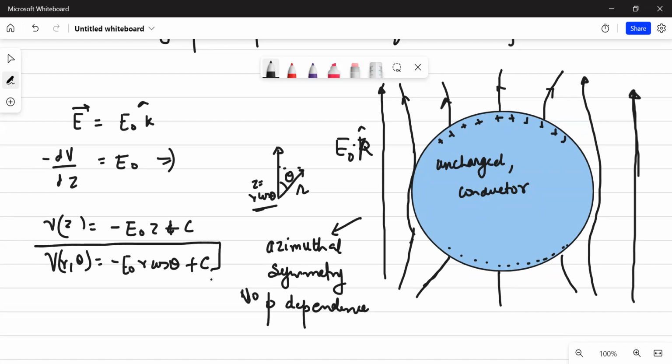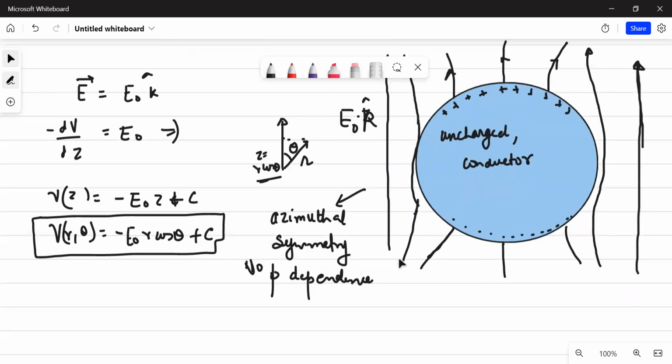For that, Griffiths has taken it to be 0. He says take the potential to be 0, because after all, this is an equipotential surface, so the potential on the sphere would be some constant. To make the case simple, he takes 0. I'll take some phi naught. Is that clear to you?